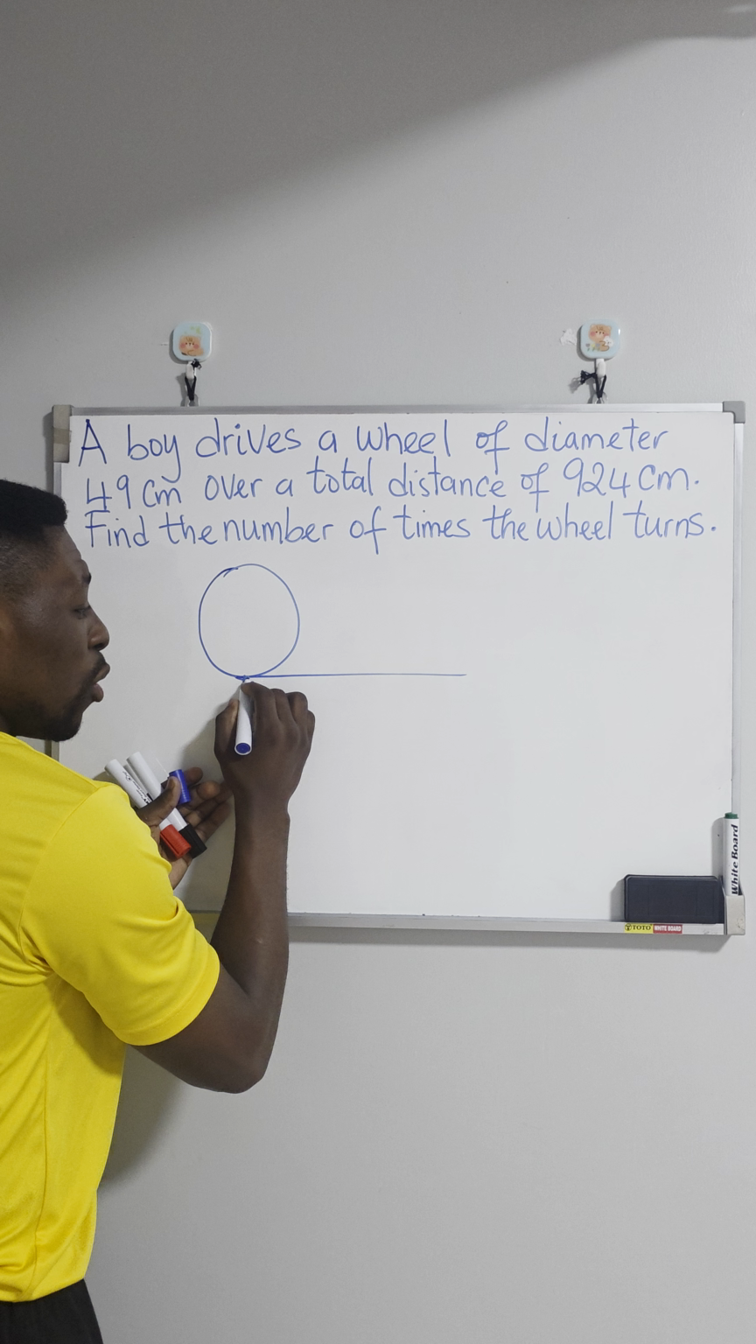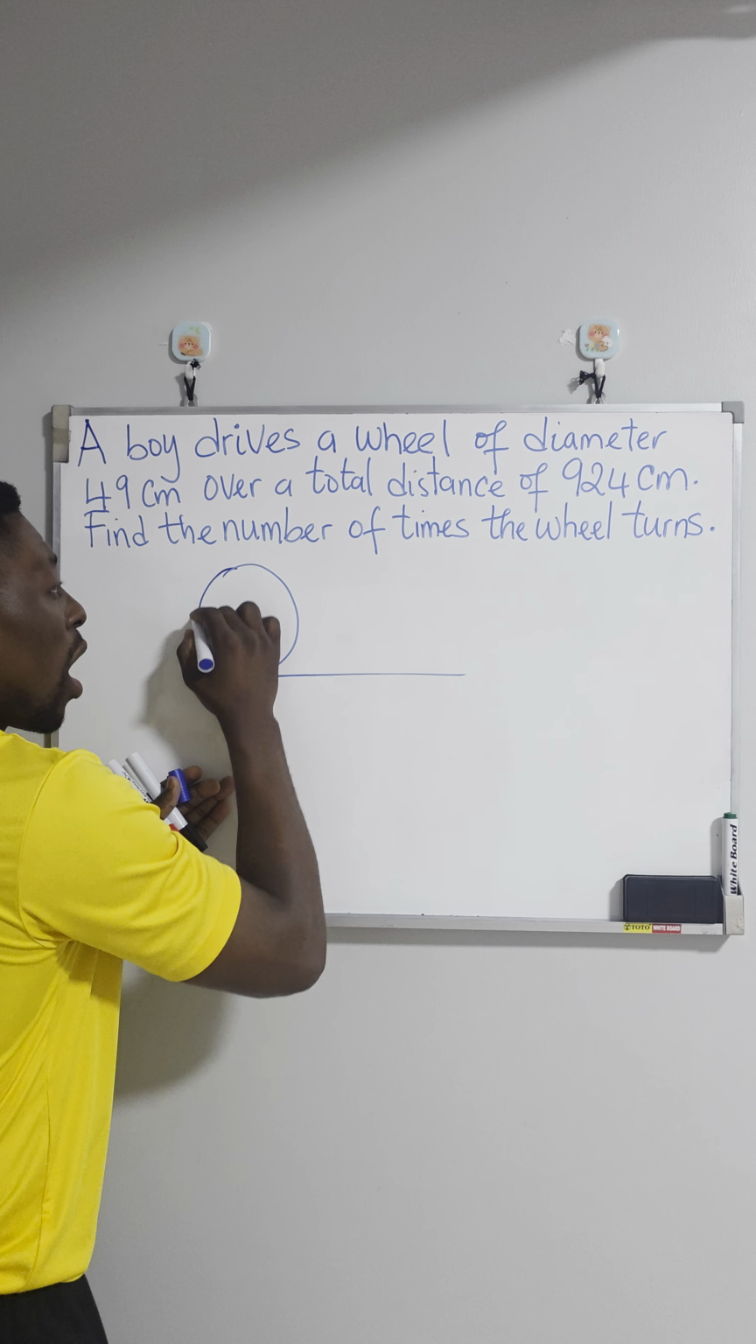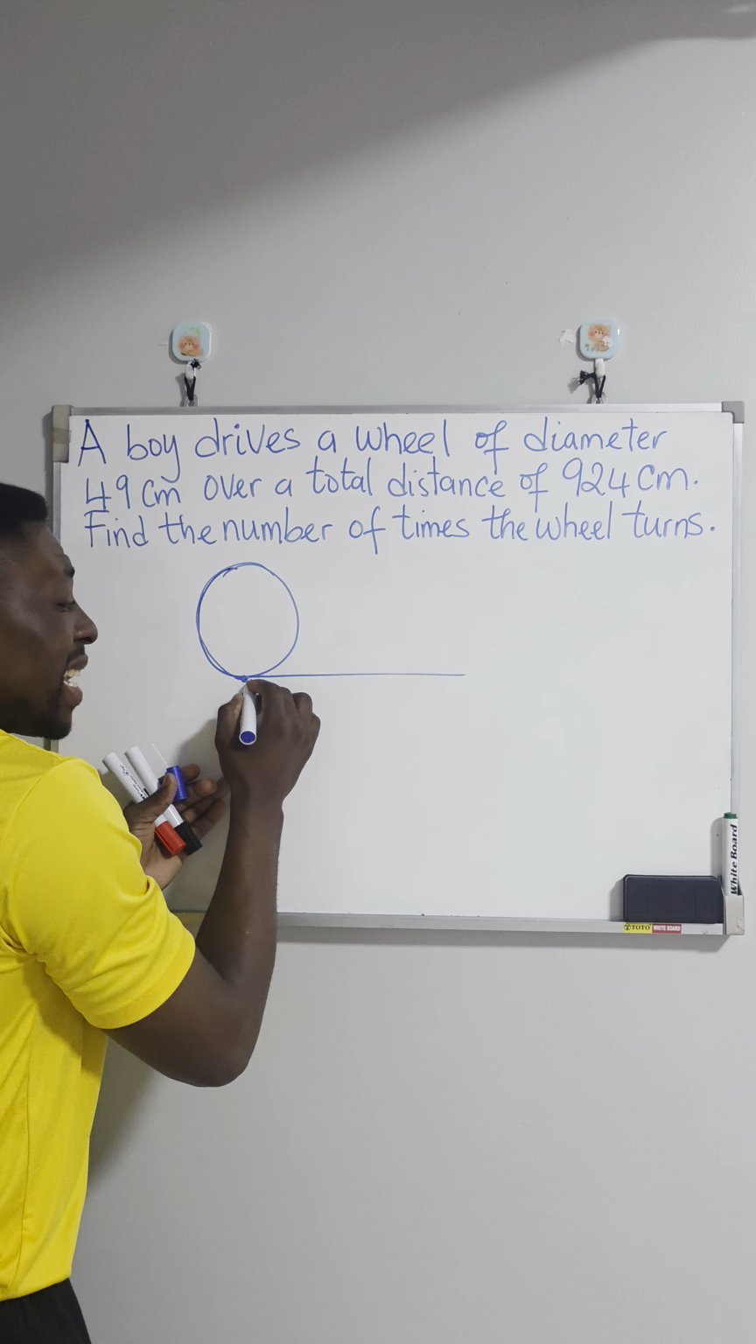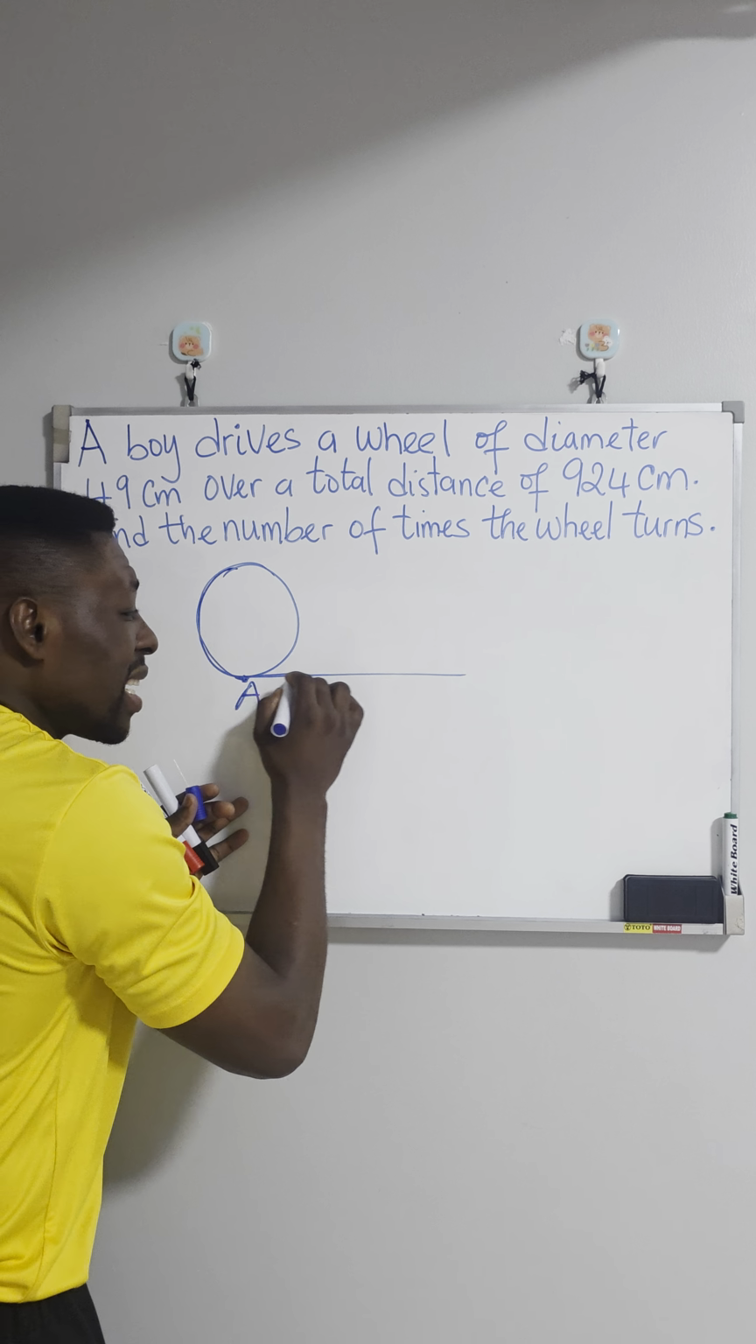If we consider this to be a wheel, though not drawn to scale, and this is point A of that wheel, every time the wheel completes a full turn, which means point A goes up and then comes back to point A, the wheel would have covered a certain ground distance. This ground distance is exactly equal to the length around the wheel, which we call the circumference of the wheel.